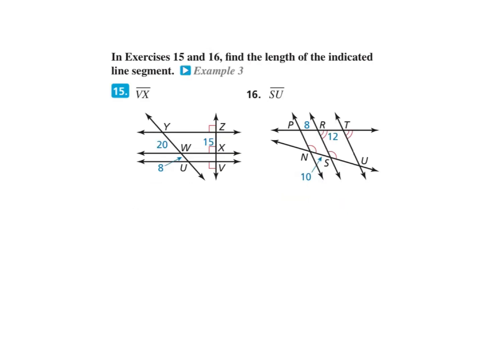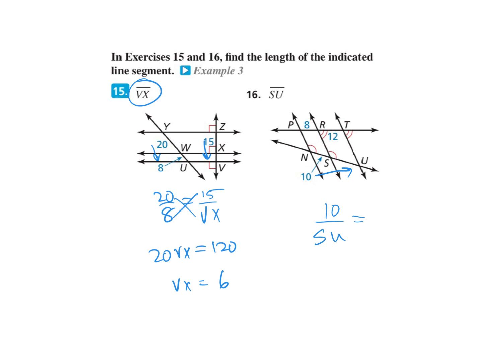And we find the length of the indicated line segment. All right, so 20 is to 8 as 15 is to VX. All right, so 20 VX equals 8 times 15, which is 120, divided by 20 gives me 6. All right, let's do SU. So 10 is to SU as 8 is to 12. So that's 120 equals 8 times SU, divide off the 8. SU equals 15.